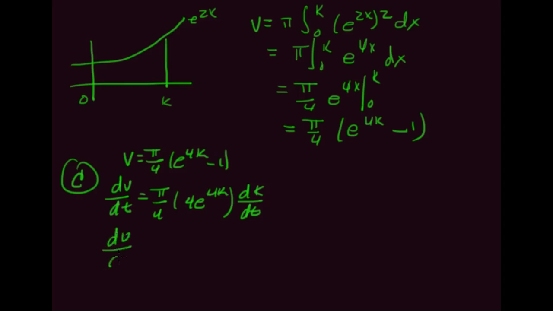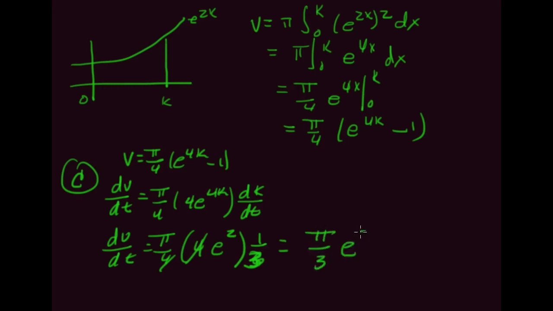So dV/dt is going to be pi over 4 times 4e, and the question is what happens when k is a half, so that's going to be e squared. And then we get a third for dk/dt, a third, not a sixth. The 4's cancel, so this is going to be pi over 3 times e squared. So that's all of part C.